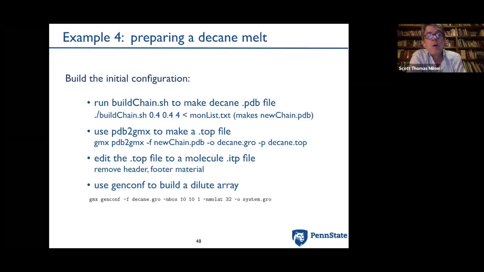Okay, so here's the rough outline of what one does to build this melt. We're going to use that little script buildchain.sh to make a decane PDB file by stacking up those monomers. You can see it's a short little script, and that's an example of the kind of automation that's very convenient to do in a Unix environment, for putting together these tools to do a bigger job.